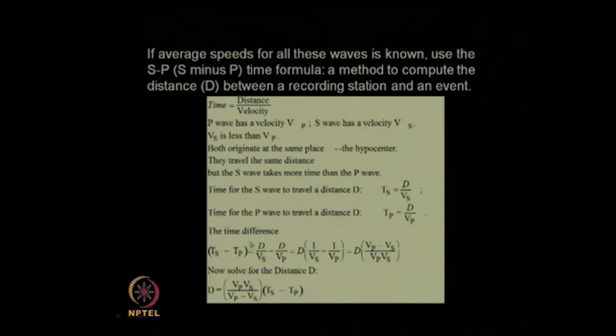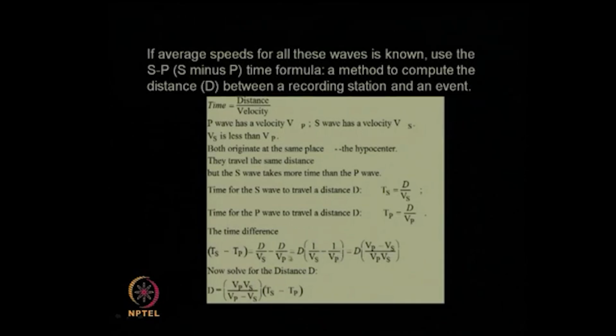So, what is the time difference which we have observed in the seismograph station? That is Ts minus Tp. Ts will be the larger time because it comes later. So, Ts minus Tp is nothing but, if we put these two expressions, d by Vs minus d by Vp. So, if we take d common, 1 by Vs minus 1 by Vp.